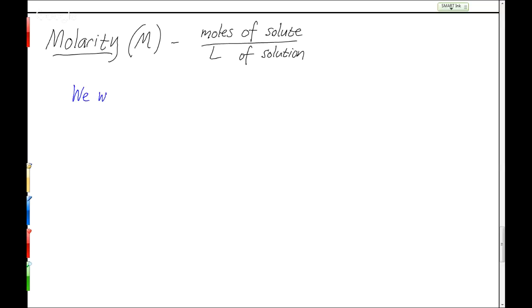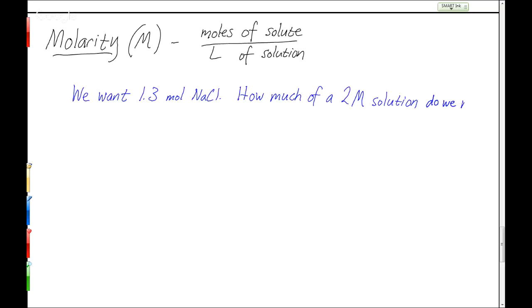Let's say we want 1.3 moles of sodium chloride. Or how much of a 2 molar solution, molar is the name for molarity, how much of a 2 molar solution do we need?